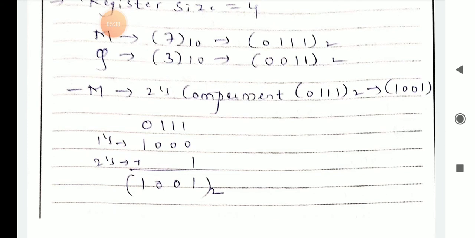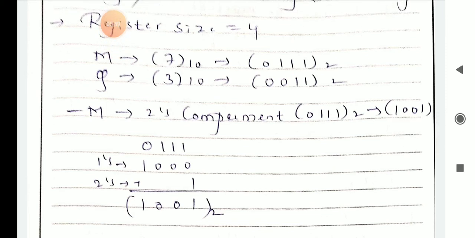Okay, so again you have to take the 2's complement, because in Booth's algorithm they have mentioned 2's complement. So first take 0 1 1, that is your multiplicand. First write the 1's complement, so invert it, 1 0 0. Then to take the 2's complement, add 1: 1 0 0 plus 1 gives 1 0 0 1. So 1 0 0 1 is the minus m, the 2's complement of 0 1 1.